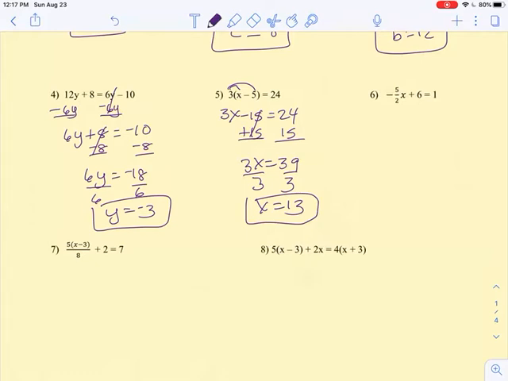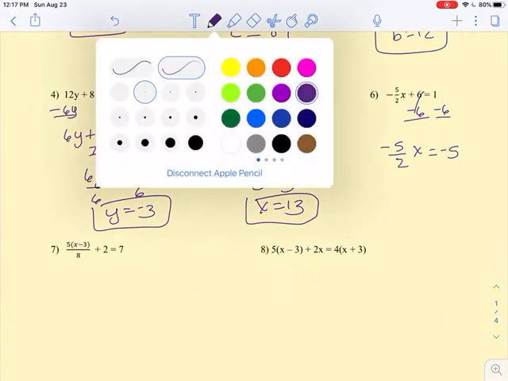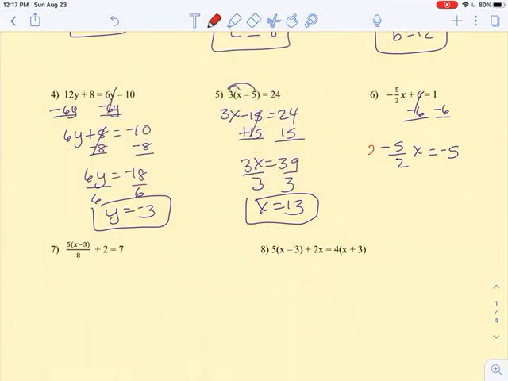And number 6 has another fraction. First, I'll get rid of this 6 by subtracting 6 on both sides. So I have negative 5 halves x equals negative 5. And when I have a fraction, I can multiply by the inverse. So let me change the color just so you can see that. I'm going to multiply both sides by negative 2/5.